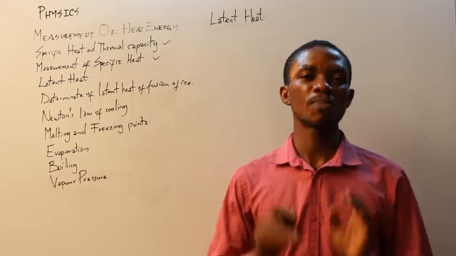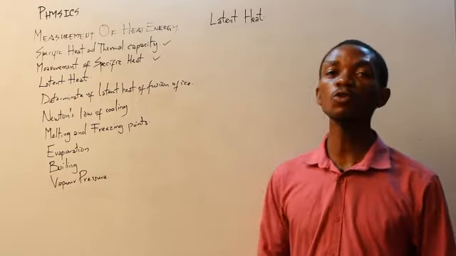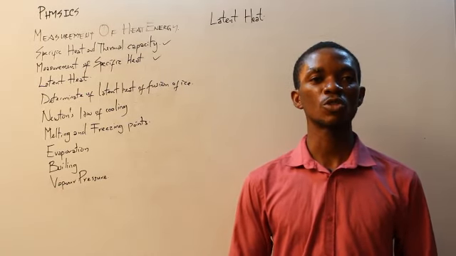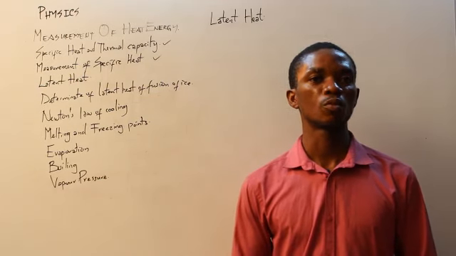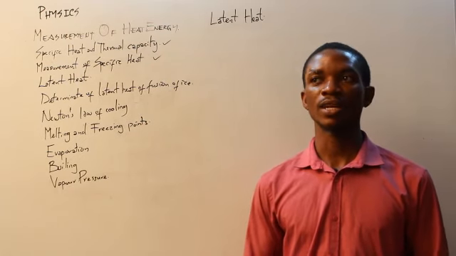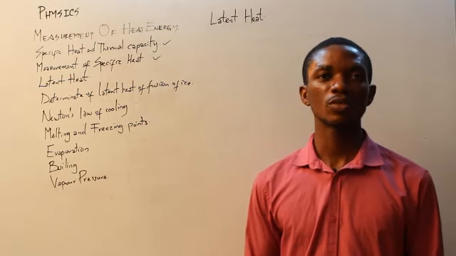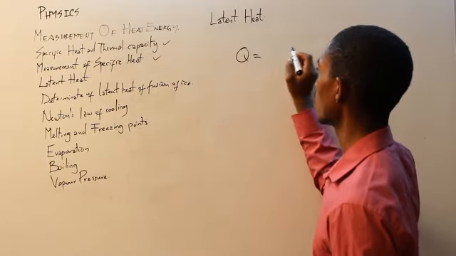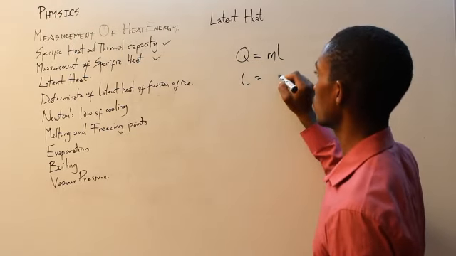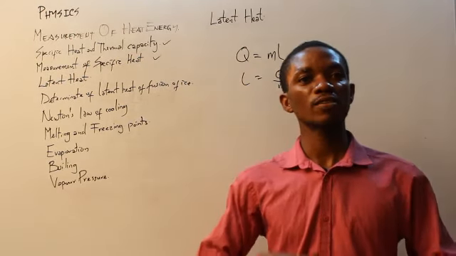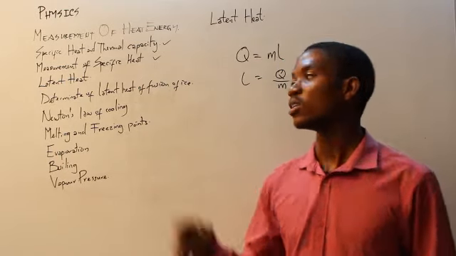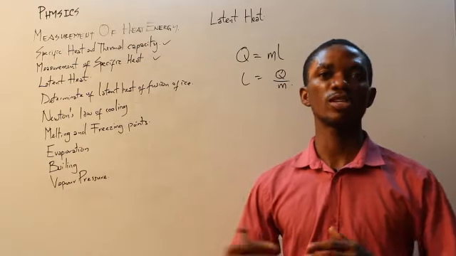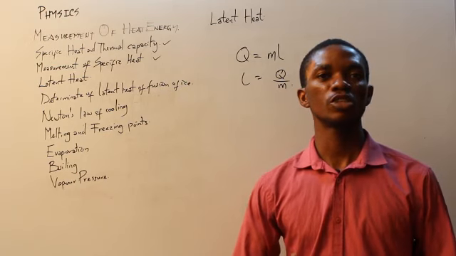Okay, let's talk about specific latent heat of fusion. Specific latent heat of fusion is the amount of heat required to convert 1 kilogram of a solid to its liquid form without a change in temperature. So the heat goes in, we have the Q, and what comes out is mL. So L is calculated by Q over M. Whether it is specific latent heat of fusion or of vaporization, the formula remains the same. The only difference is that vaporization is the relationship between liquid and gas, while fusion is the relationship between liquid and solid.